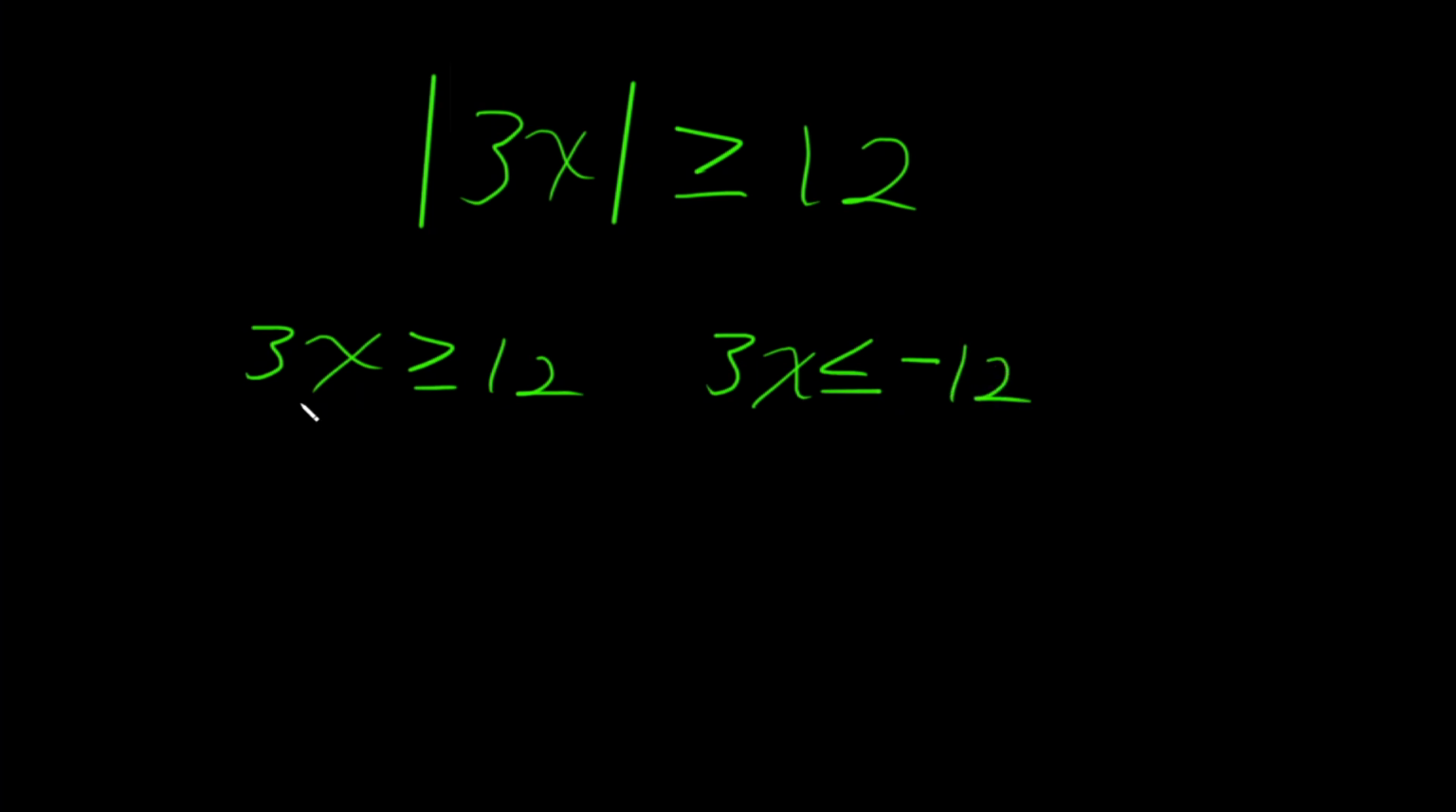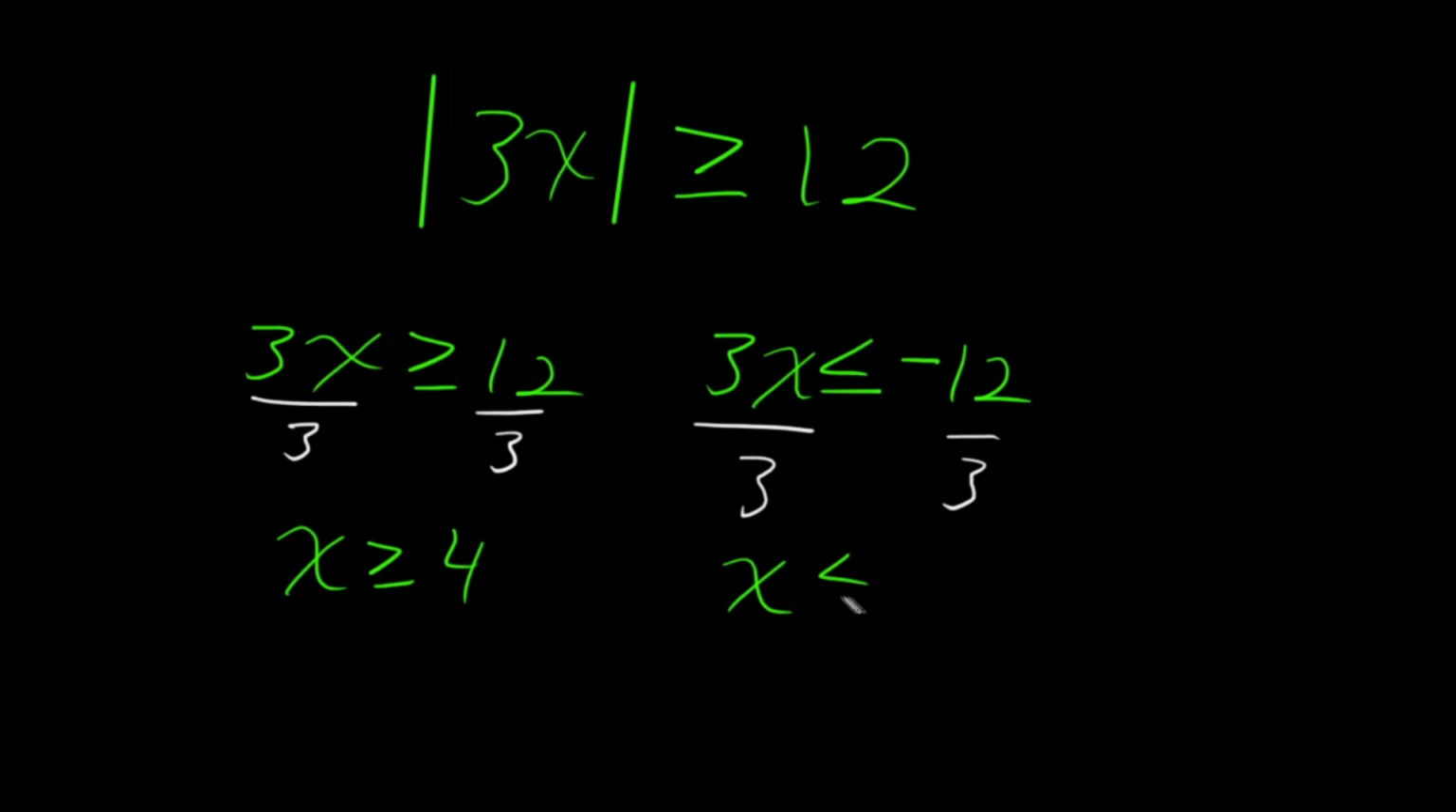Now we just need to solve for x as if it was a normal equation. In this case, we'll divide both sides by 3. And on the left side, we have x is greater than or equal to 4. We'll do the same on the right side, divide by 3. And over here, x is less than or equal to negative 4.